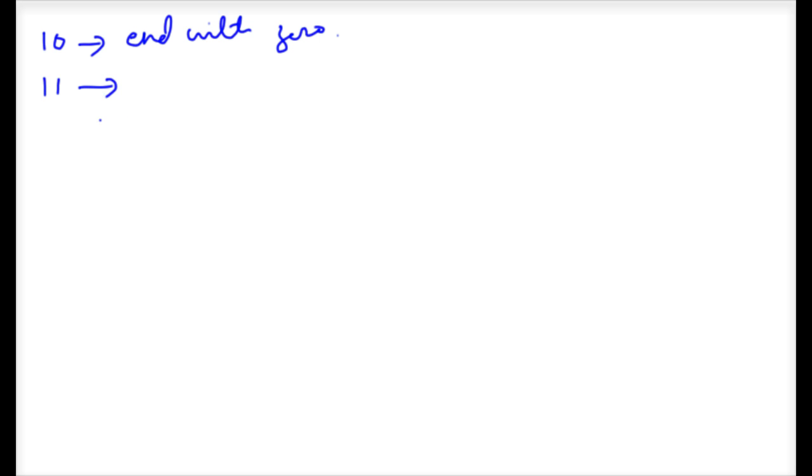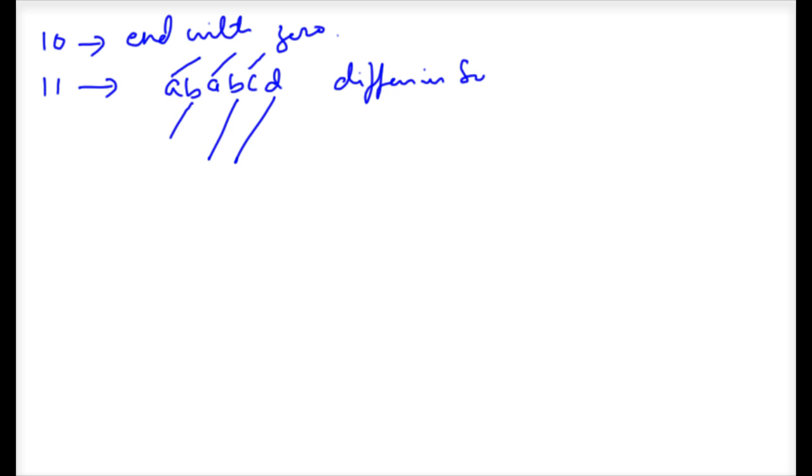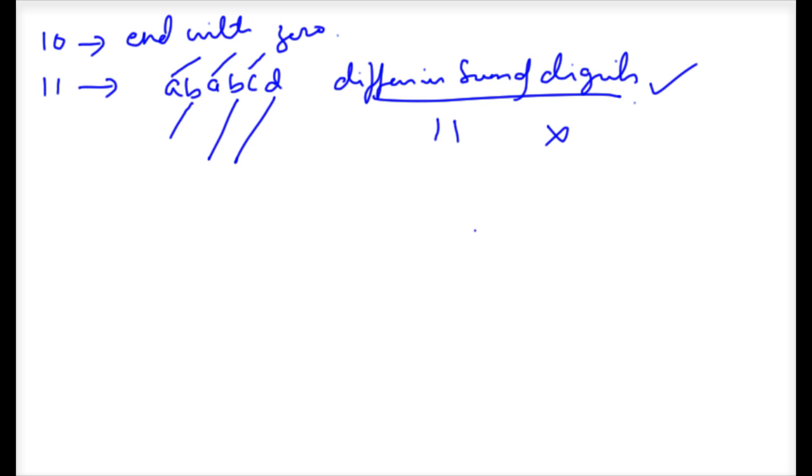Then we can look at 11. See, for 11, suppose I have a number with digits A, B, C, D. You take all the digits which are at the odd places. So this is odd, odd, odd. Then you take the digits which are all in the even places. Even, even, even. Then you find out the difference in the sums of digits. If the difference in the sums of digits is divisible by 11, then the number is divisible by 11. Otherwise, it is not divisible by 11.